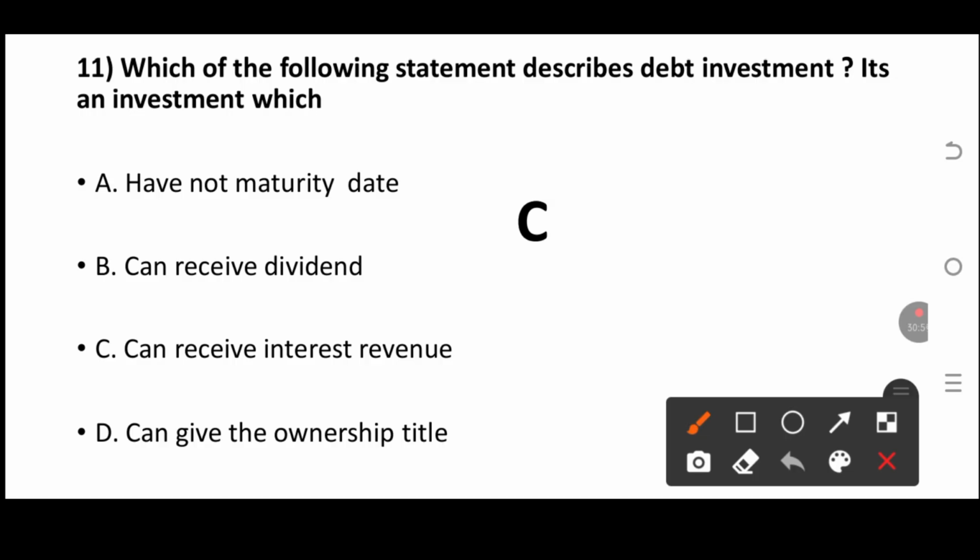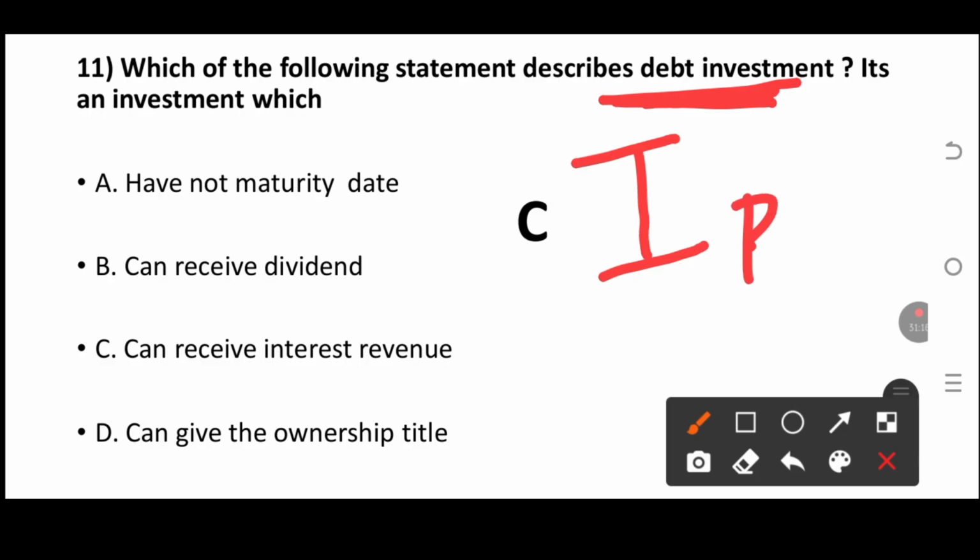C. Can receive interest revenue. D. Can give ownership title. What does it say? The statement describes debit investment. It is an investment. In debit investment, there must be interest revenue. For debit investment, interest revenue is the major, basic key factor.